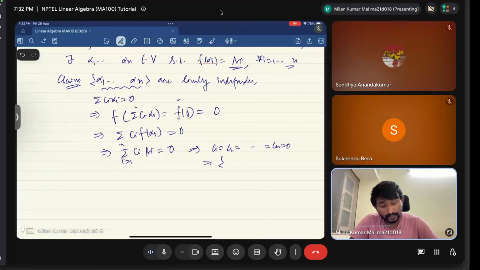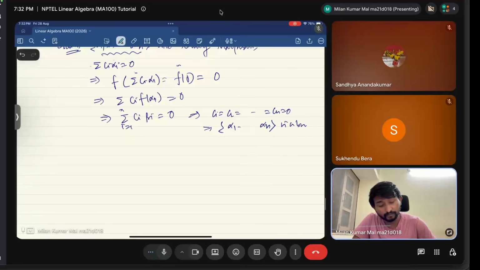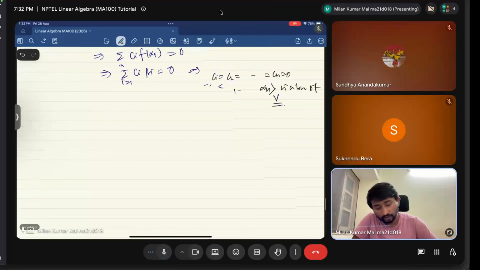So this says that alpha 1, alpha 2, ..., alpha n, which are the inverse images of beta 1, beta 2, ..., beta n, under the condition that f is surjective, form a basis of the vector space V. Okay. But what I want to prove is that f is injective. F is injective means if f of alpha equals 0, then alpha has to be 0. So how can I prove it?